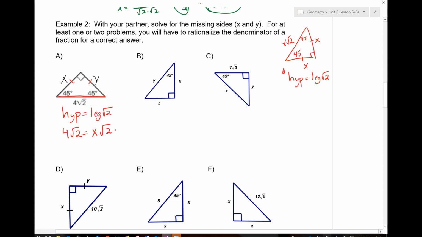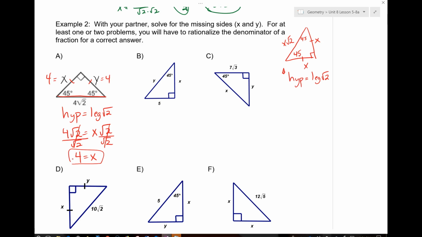Now I'm solving for x, so what do we do? Divide by root 2, divide by root 2. Those simplify out. We get 4 is equal to x. So x is equal to 4. What's y going to equal? 4, because they're both legs. So that's as simple as that one gets. Does that make sense? Okay, let's try the next one.